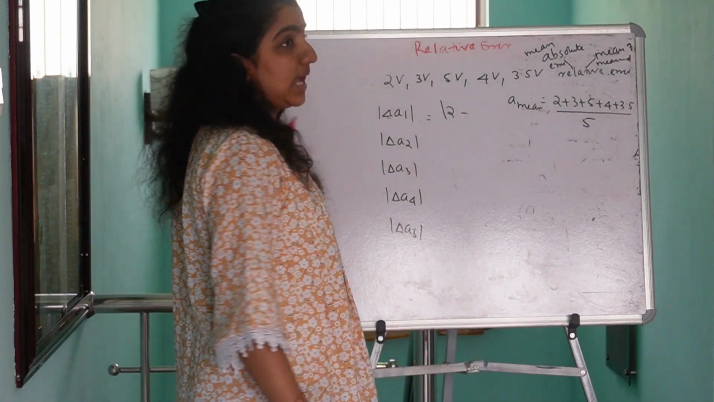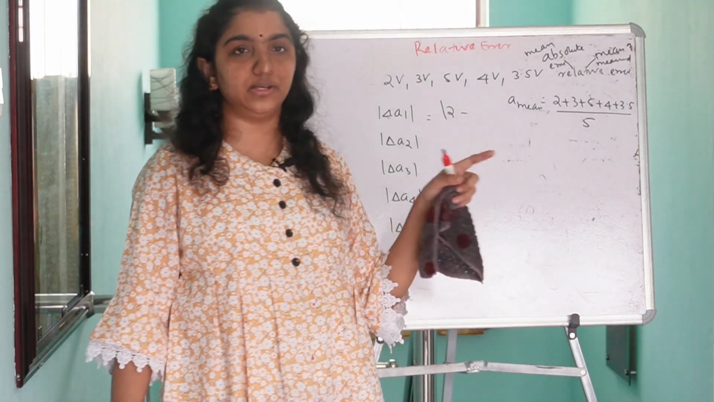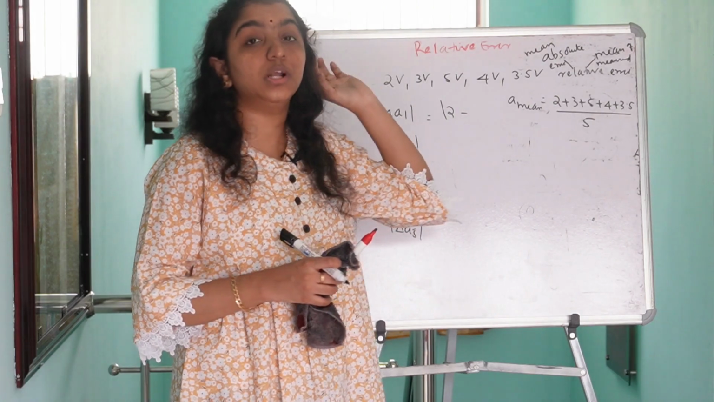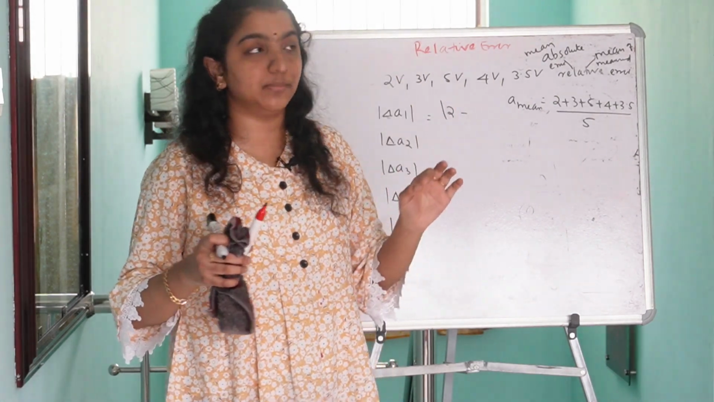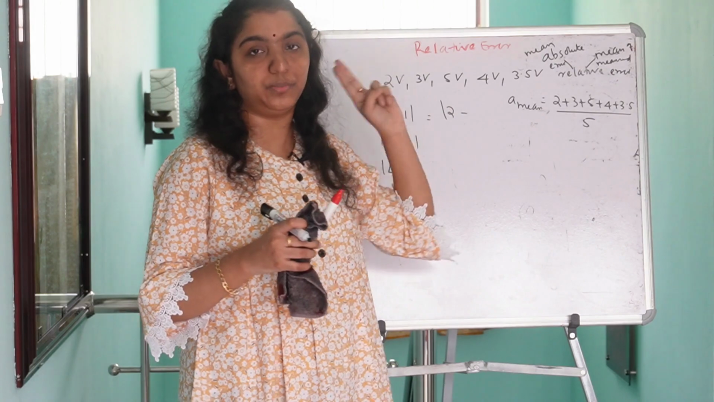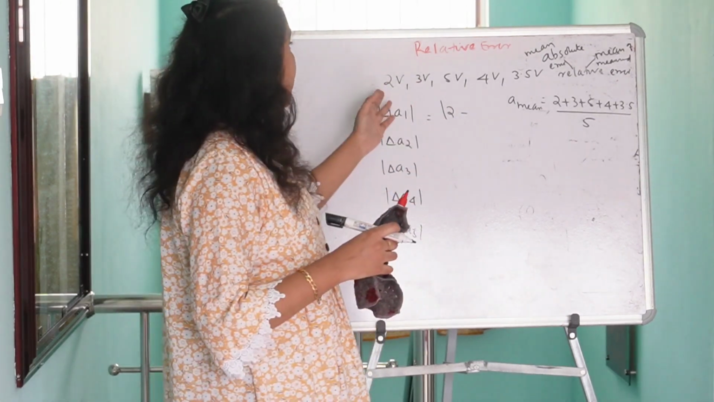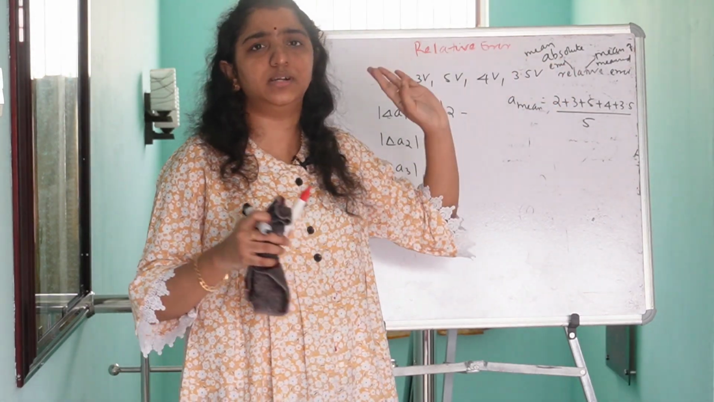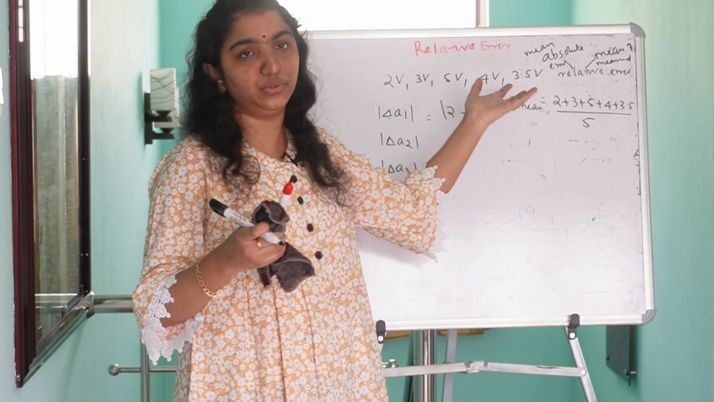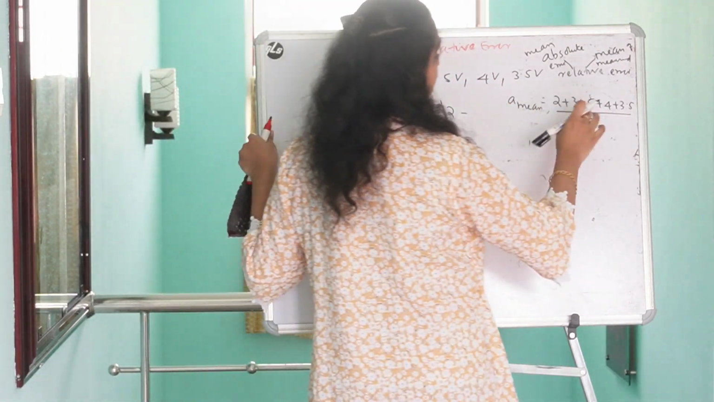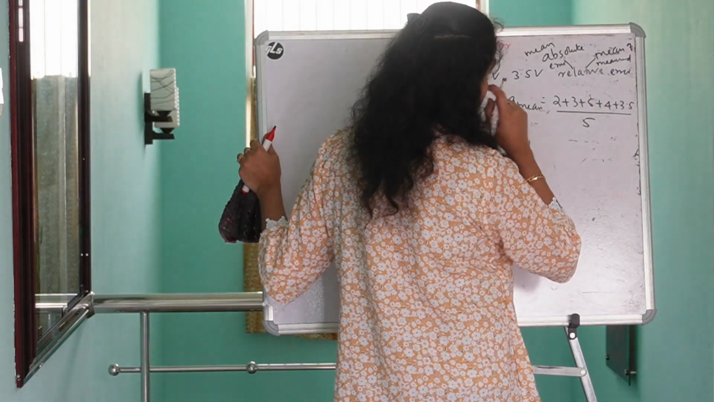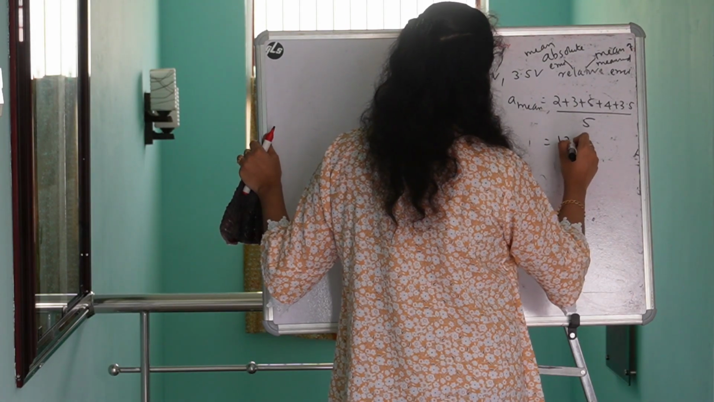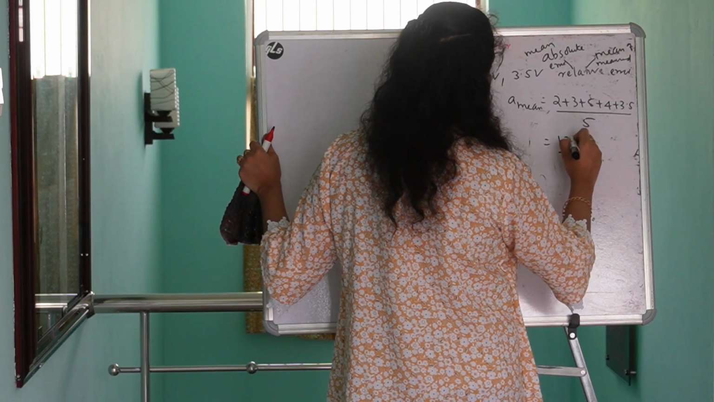While finding the average, you have to note one point. You have to consider the units also. The units of all the values should be one and the same. Is it clear, guys? Here the units of all the values are given in volt, so there is no need of conversion of units. So we can directly use these values: 2 plus 3 plus 5 plus 4 plus 3.5, that is 17.5, divided by 5.